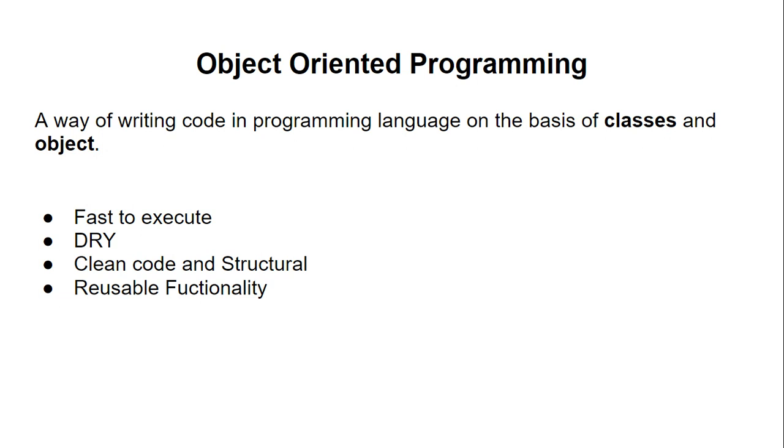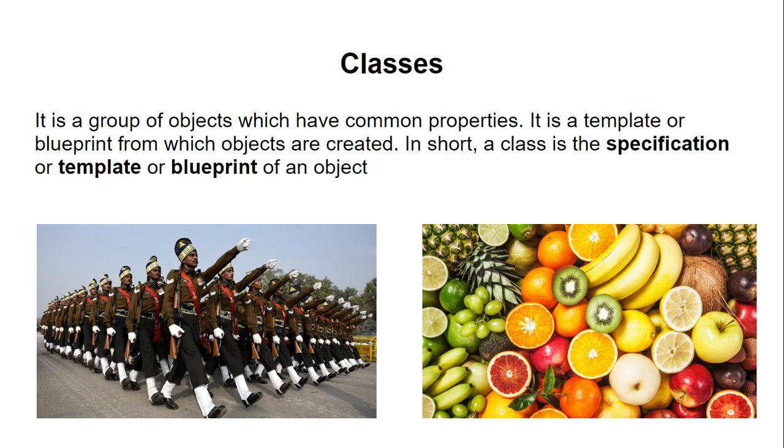Why do we use OOPS? We use OOPS to execute code fast, so we don't want to repeat code every time. This is the concept of DRY: don't repeat yourself. Object oriented programming language helps us to reuse functionality, and it also helps us to write code that is very clean and structured, so we can understand it very easily.